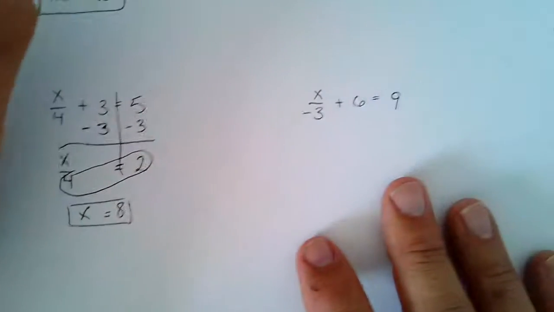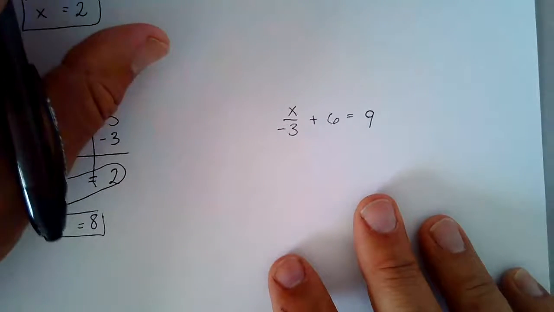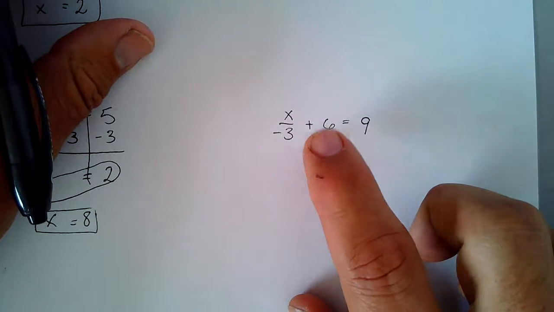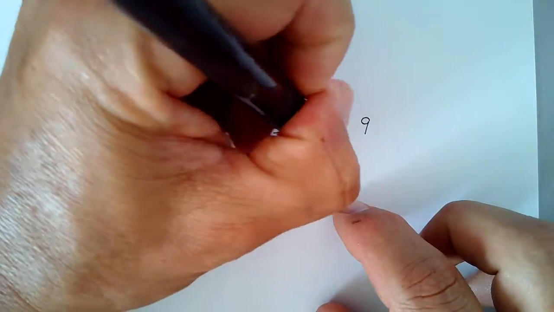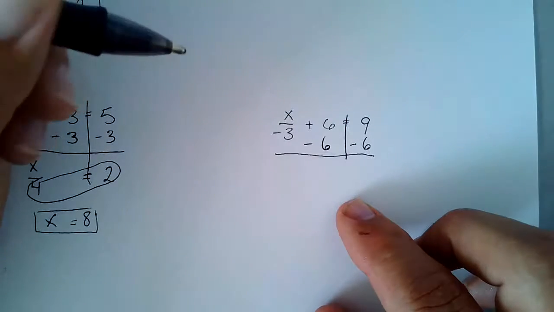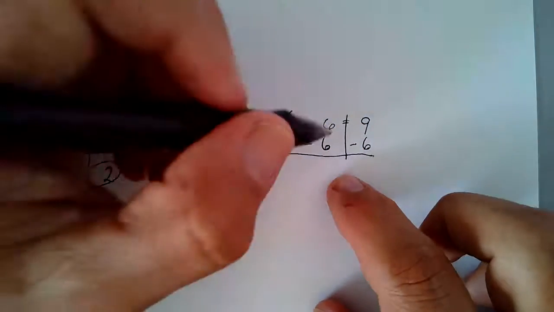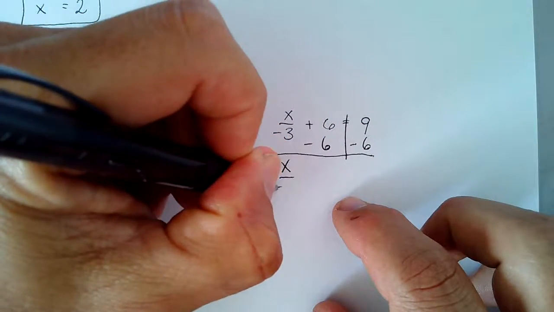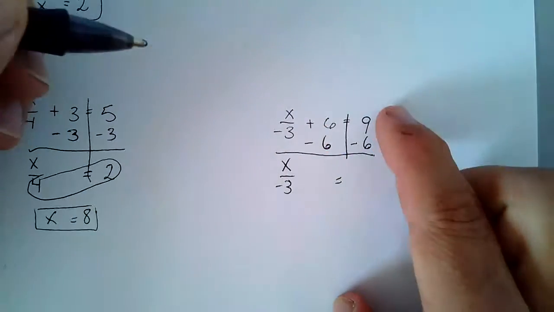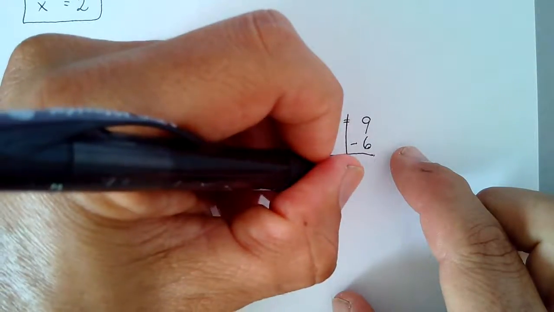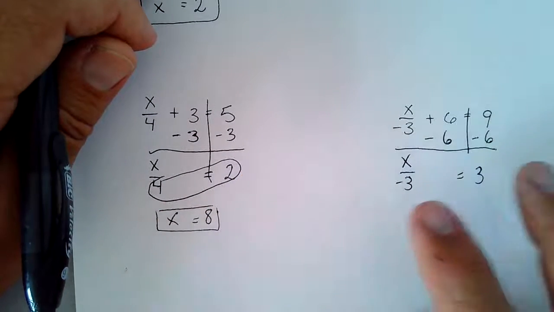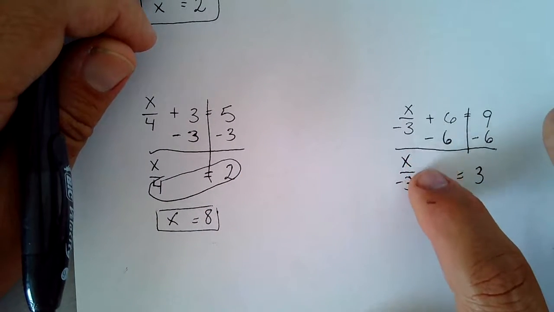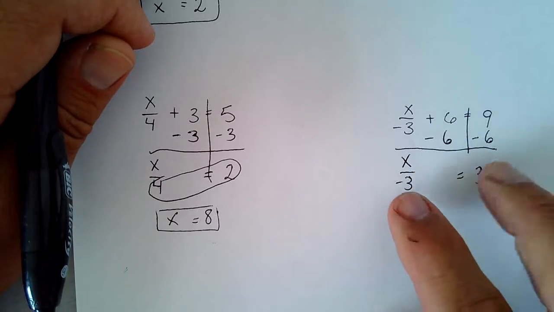Okay, here's our final one. And first, we have to subtract 6 from both sides. Inverse operations. And these cancel. X divided by negative 3 equals 9 minus 6. That's 3. And just like I did here, I multiply these two because that's division, and the inverse of division is multiplication.